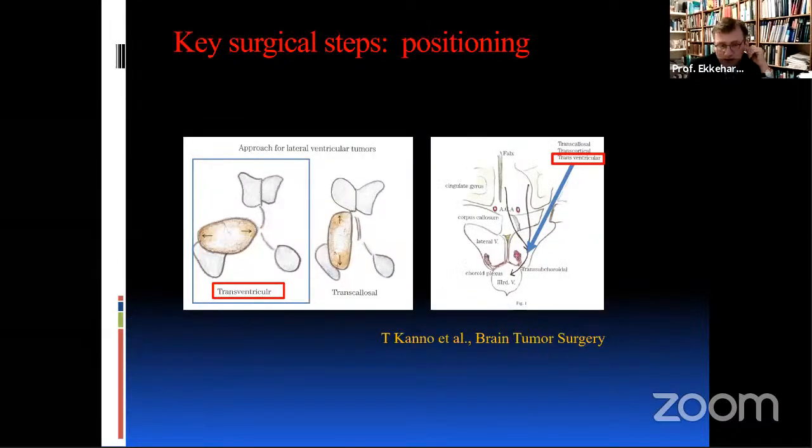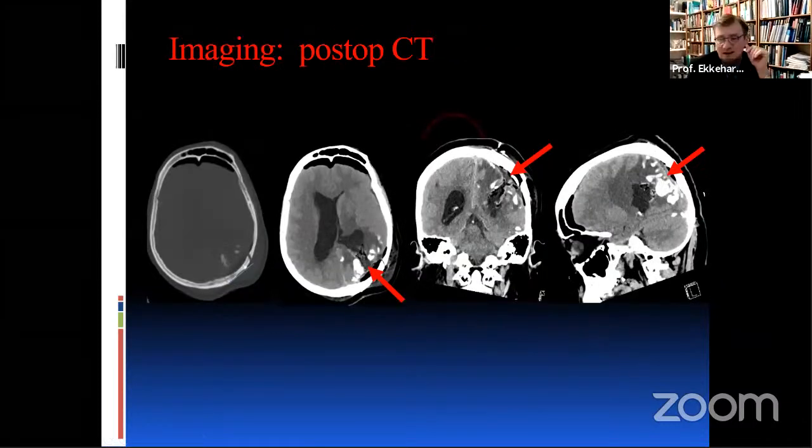I went back to this book by Kano that told me if you have a tumor that is more laterally expanding, go transventricular, don't try to go transcallosal. So this is what we did. I apologize, I had a beautiful video of this, but it got corrupted and it died on me yesterday. This is what we did.